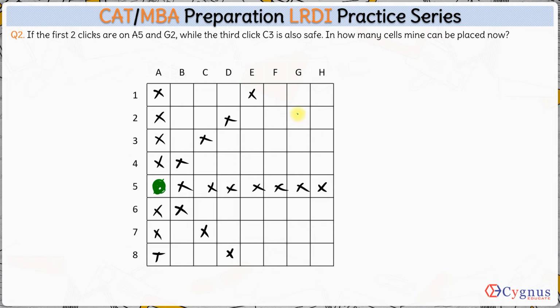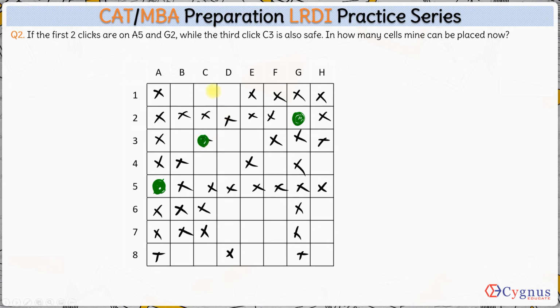Now G2 is also a safe cell. Since G2 is a safe cell, there would be no mine in the same column or in the same row or in the same diagonal. Fine. Now the third click C3 is also a safe click. So C3, this here is also a safe click.